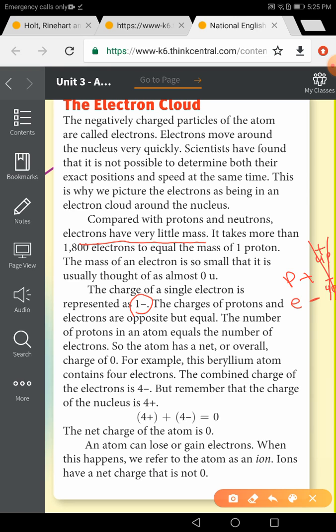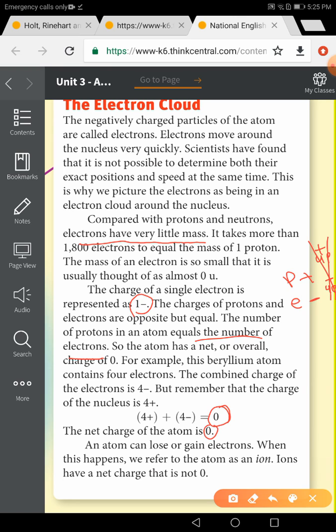The number of protons in the atom equals the number of electrons. So the atom has a net, or overall, charge of 0. For example, this beryllium atom contains 4 electrons. The combined charge of the electrons is negative 4. But remember that the charge of the nucleus is positive 4. So positive 4 and negative 4 will cancel each other and the net will be 0. So the charge of the entire atom is 0.